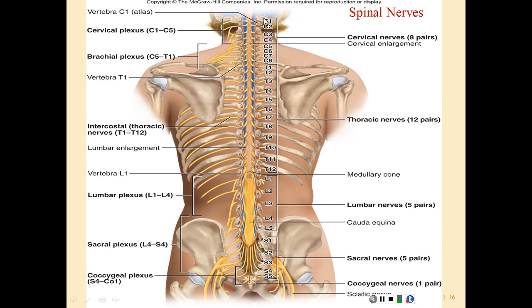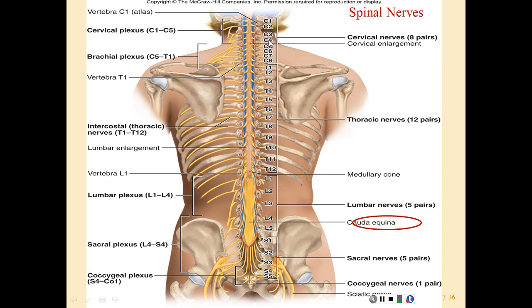So here's the skull, and here is your C1. C1 is going to emerge between there. Then we go C2, C3, C4, and C5. When we get to C5, it starts to change, but the numbering is going to correspond with the number of the vertebra inferior to them. From C5 we have 1, 2, 3, 4, 5 vertebrae, and our C5 nerve is inferior to it.